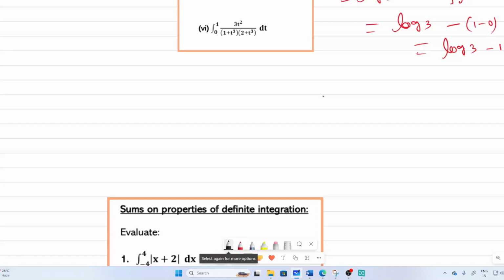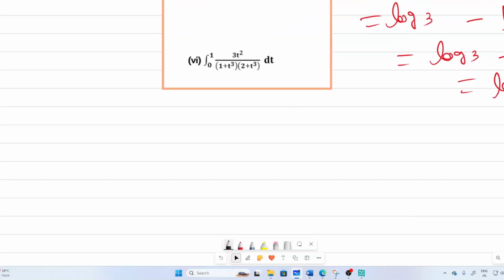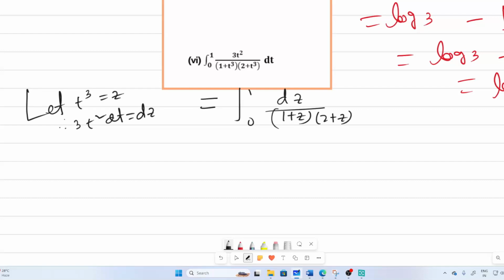This thing, what substitution are you going to make? Here the substitution will be t cube equal to z. So let t cube equal to z, so 3t square dt equal to dz. Change the limit: when t equal to 0, z is equal to 0. When t is 1, z is 1. So it is dz by (1 plus z)(2 plus z).